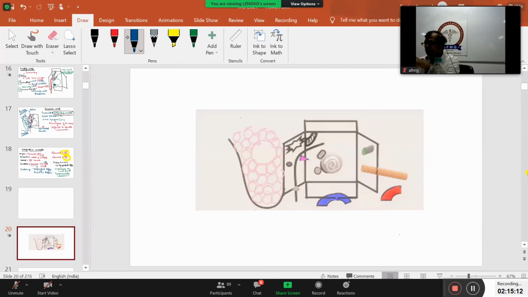What is the shape of the middle ear? Matchbox, isn't it? Now please sit straight, everyone.